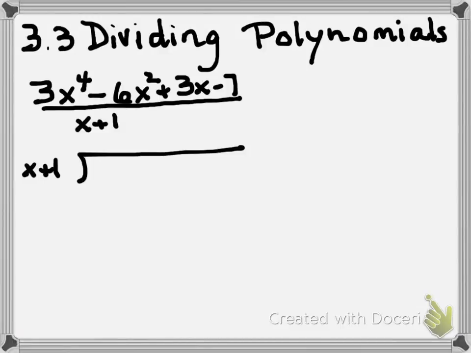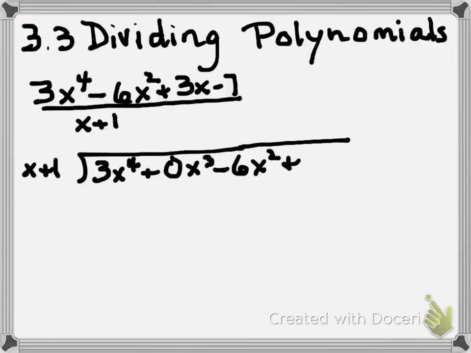3.3, dividing polynomials. When you're writing the dividend, you need to make sure that each one of the terms is represented. So we need 3x to the fourth plus 0x to the third minus 6x squared plus 3x minus 7.